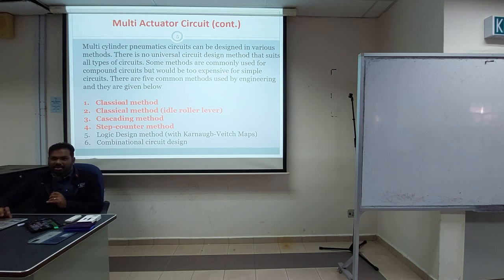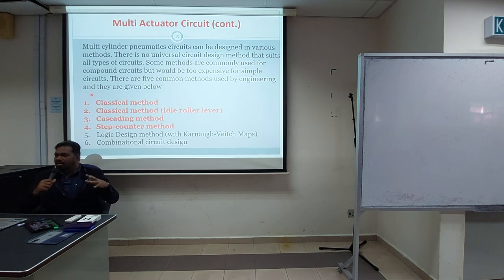So there are many methods of designing, and here there are 6. The first method, the classical method, uses normal roller switches, like what you saw in chapter 4, the designs with rollers. That we call the classical method. So what does classical mean? Classical means it's a normal method. But when the circuit is simple, it is easy to design.